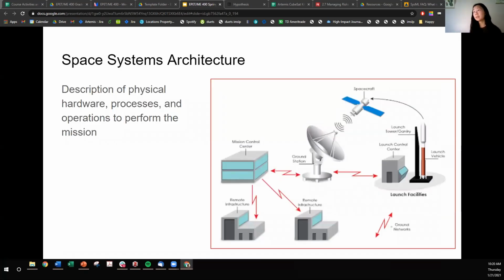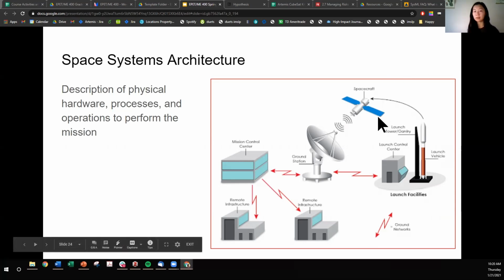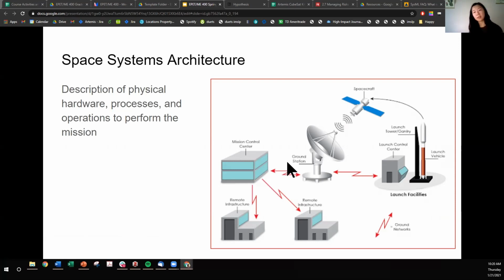Okay, and just really quickly, a space systems architecture is a description of physical hardware, processes, and operations to perform the mission. The space systems architecture can be broken down into main 3 physical parts: the space segment, the launch segment, and the ground segment. One can ask, what kind of these do I need? Do I need the deep space ground station, or can I get by with my DIY ground station? What kind of launch vehicle can I get? What size of spacecraft bus do I need? So this is kind of the larger framework that you should use when thinking about your spacecraft design.